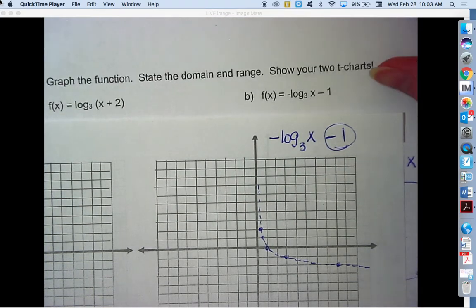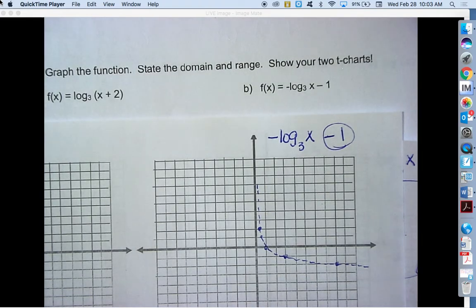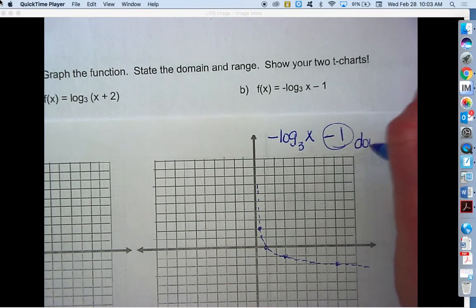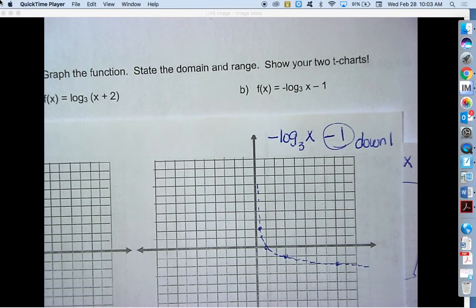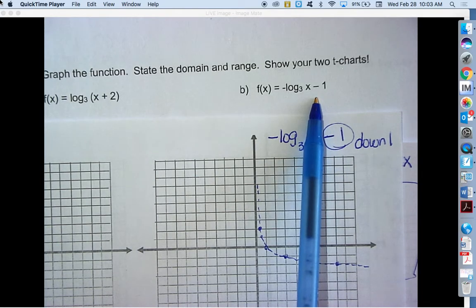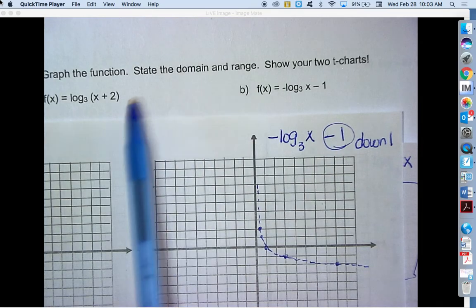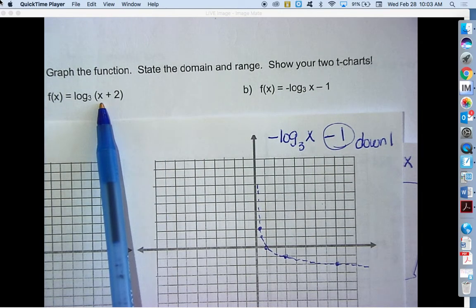Oh, down one. So which one is it and why? It would be down one because it does not have the parentheses. Right, so this moves the graph down 1, and she explained it exactly correct. So there's no parentheses around the x and the minus 1, whereas in letter A, there's parentheses with the x plus 2.